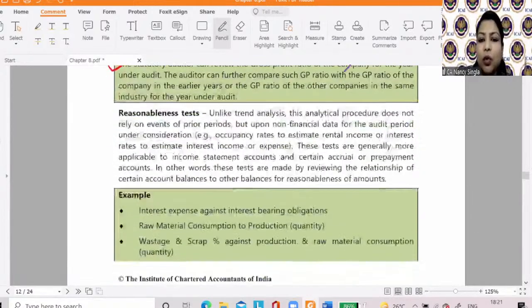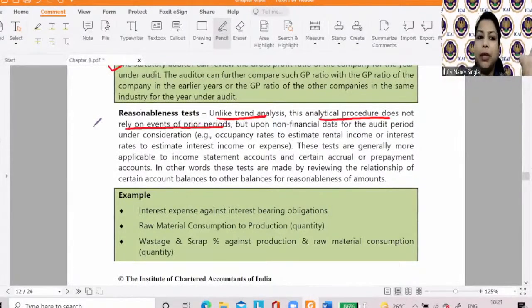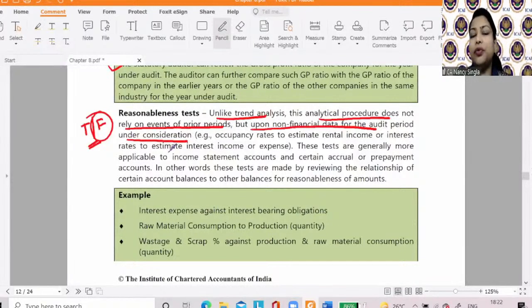So let us have a look at the module. Unlike trend analysis, the reasonableness test does not rely on events of prior periods. You can get a true or false on this: the reasonableness test relies on the events of the prior period, which is what? False. But it relies upon non-financial data for the audit period under consideration. You can again get a true or false that the reasonableness test does not depend upon non-financial data, which is again what? False. These tests are generally more applicable to the income statement.